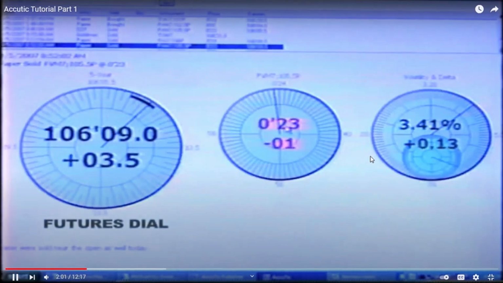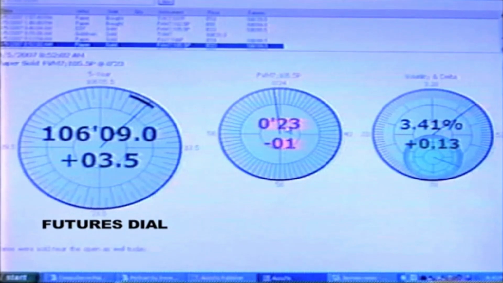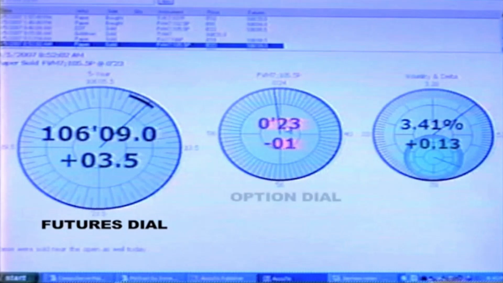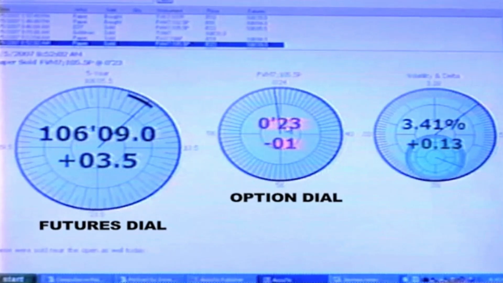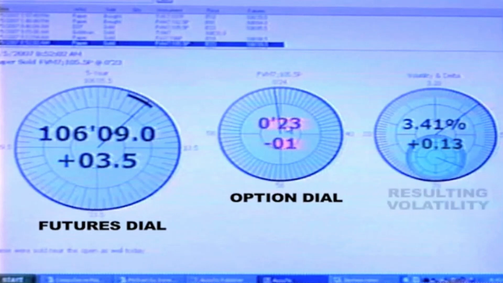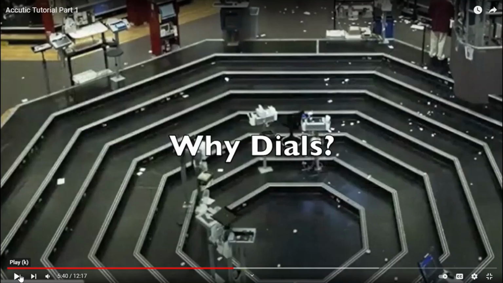The dials are carefully calibrated according to the contract specifications established by the exchange. The previous day's settlement for each dial is located at the 12 o'clock position. By juxtaposing the dials, the user can see clearly and quickly the value an option is trading at and the resulting volatility. In the example here, the volatility has been bid up by the fact that the futures contract is trading at up 3.5 on the day, and the put option trades with only a one-tick loss.